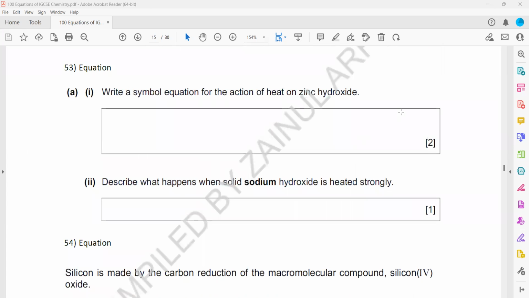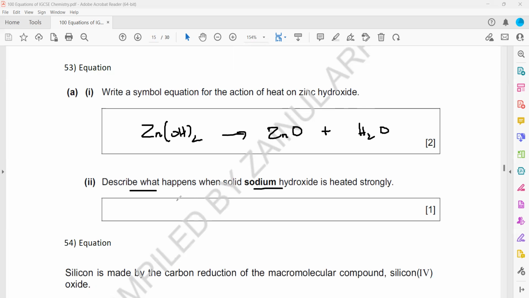Write a symbol equation for the action of heat on zinc hydroxide. So thermal decomposition of zinc hydroxide: zinc oxide and water form. When metal hydroxides are heated, they will produce metal oxide. So zinc oxide plus water. The equation is already balanced, so we don't have to put any number here.